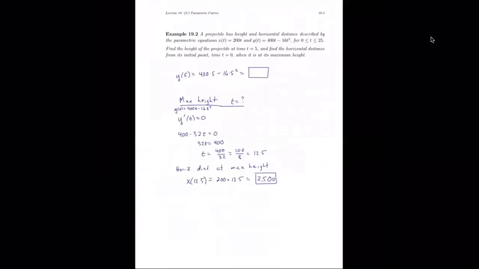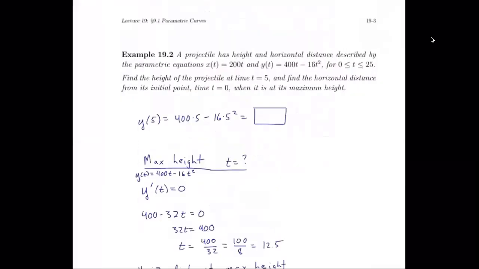The next one is a little bit more of a practical use for this. This is a common Physics 1 type problem. A projectile has height and horizontal distance described by the parametric equations x of t equals 200t, y of t equals 400t minus 16t squared, and that projectile travels between times 0 to 25 for t.